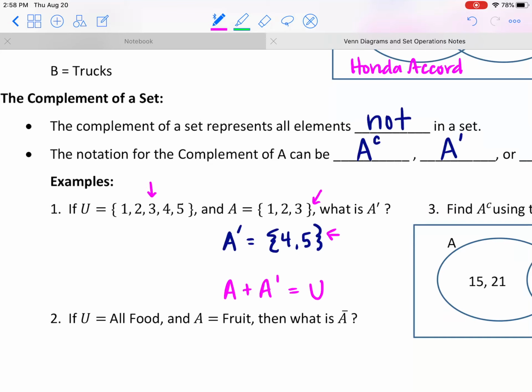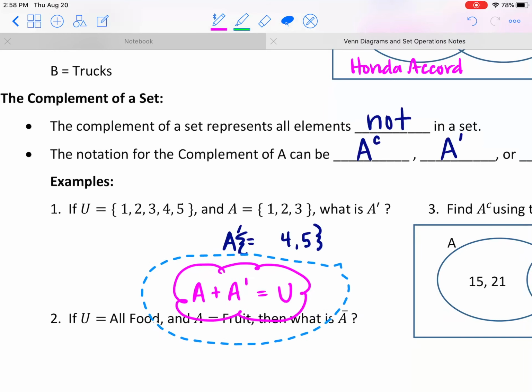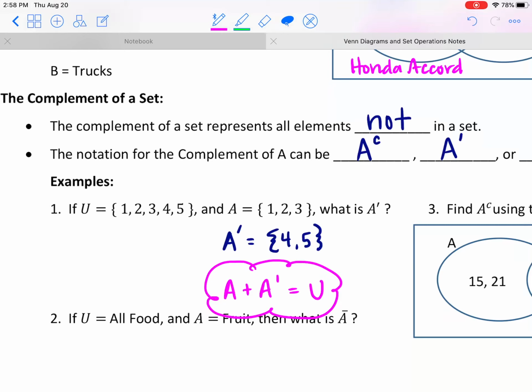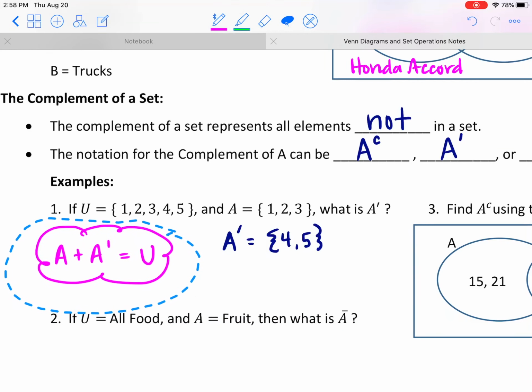So A and A prime together make up the universal set: all 1, 2, 3, 4, and 5. Okay? So together, a set and its complement make up the universal set. Let me put that over here. Oops, I took too much. Undo. This is my little moving tool. Okay, so a set and its complement always will together make up the universal set.